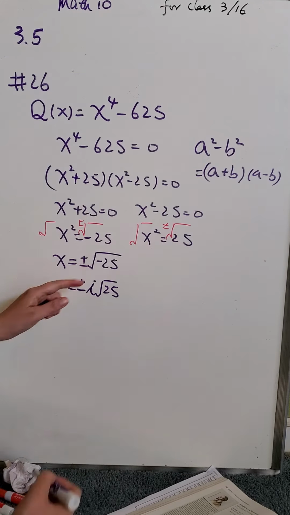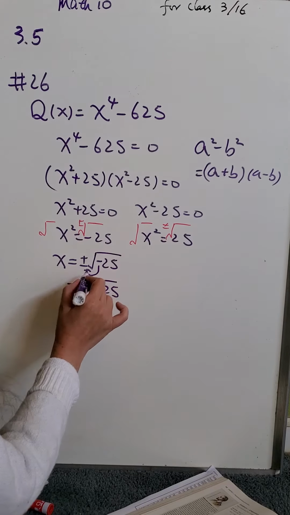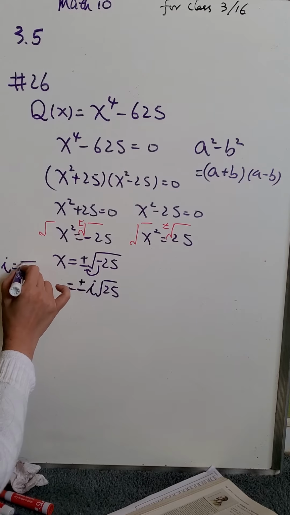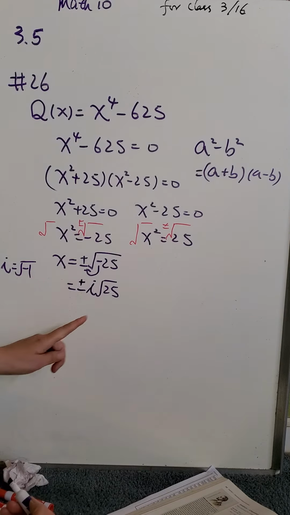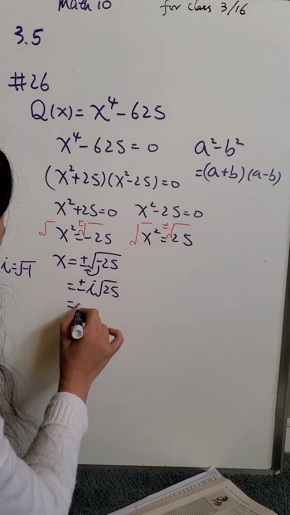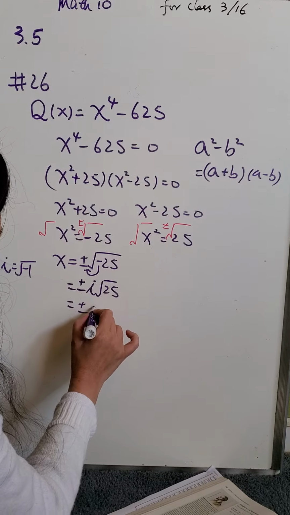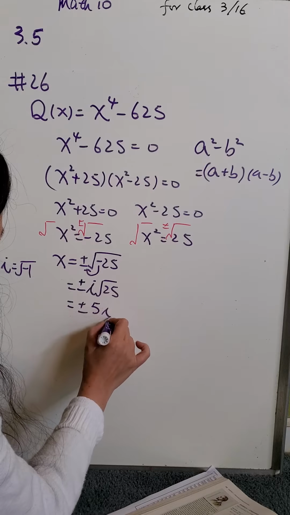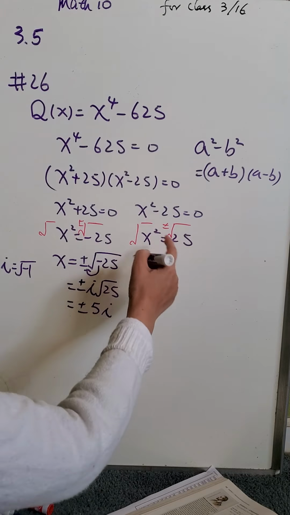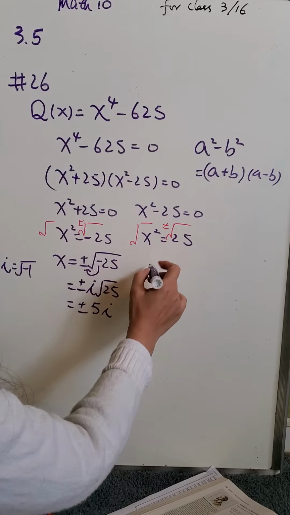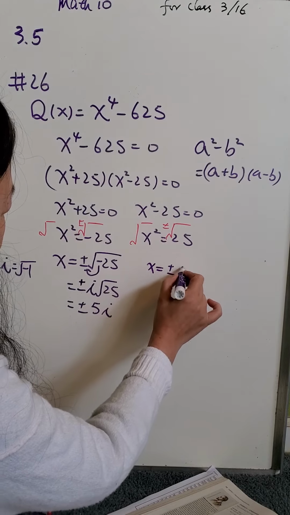Okay, that's your i. The i comes out, so i is equal to negative 1. And this is 5 here, so it's plus minus i times 5, so 5i. Okay, and then this one has no negative inside, so just x equals plus minus 5.